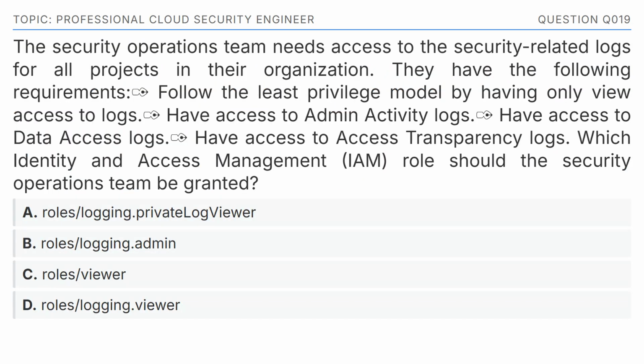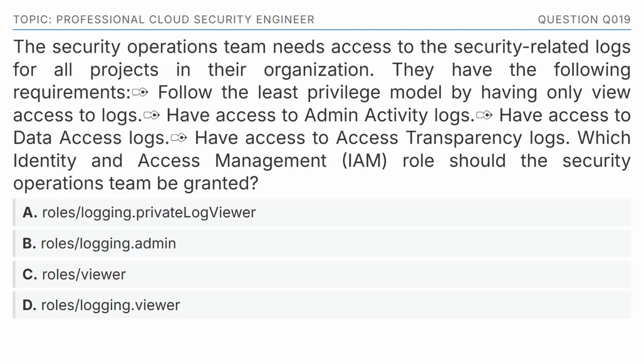The security operations team needs access to the security-related logs for all projects in their organization. They have the following requirements: follow the least privilege model by having only view access to logs, have access to admin activity logs, have access to data access logs, have access to access transparency logs. Which Identity and Access Management, IAM, role should the security operations team be granted?